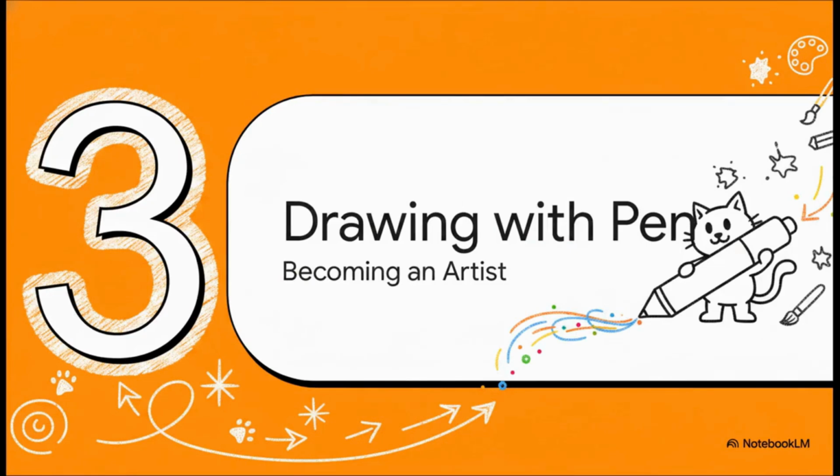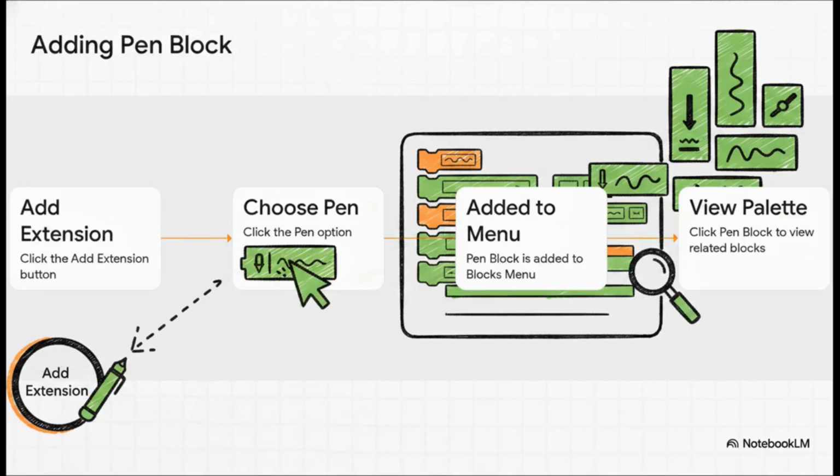Okay, part 3, drawing shapes with pen. Let's become digital artists. We know how to move, right? But what if we want to leave a trail behind us as we go? Well, I'm going to let you in on a huge secret that trips up almost every beginner. The pen tool isn't actually there by default. You will not find it in your standard blocks menu.